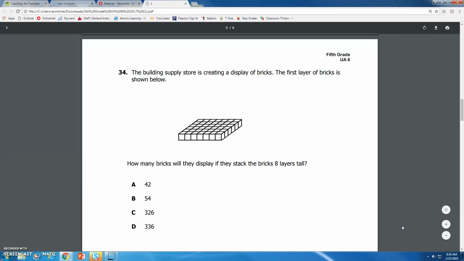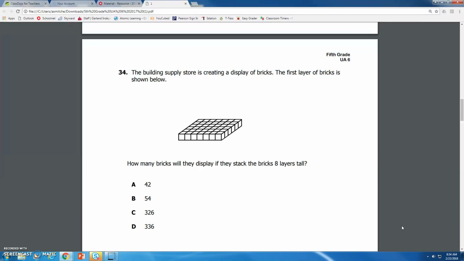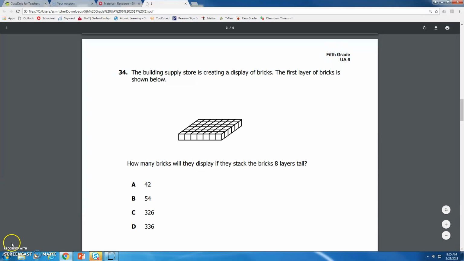34. The building supply store is creating a display of bricks. The first layer of the brick is shown below. How many bricks will they display if they stack the bricks 8 layers tall? A. 42, B. 54, C. 326, or D. 336. Hit pause.